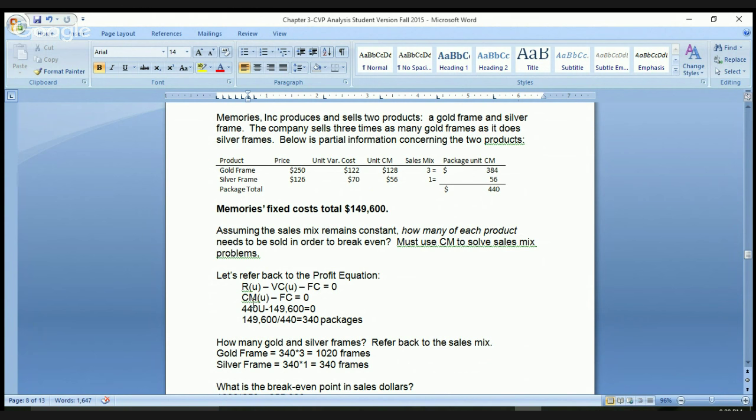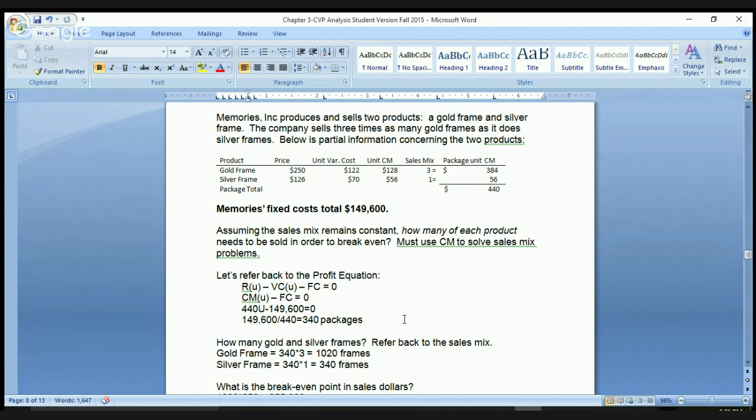And remember from up here, the contribution margin for the package is 440. So I'm going to take 440U, which is the number of packages, minus the 149,600, set that equal to 0. Do my algebraic calculations, and I get 149,600 divided by 440. So that means I need to sell 340 packages.